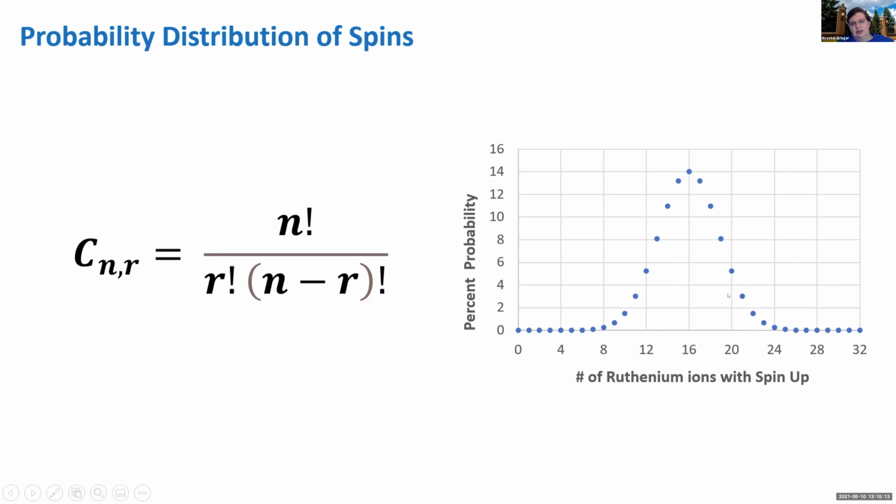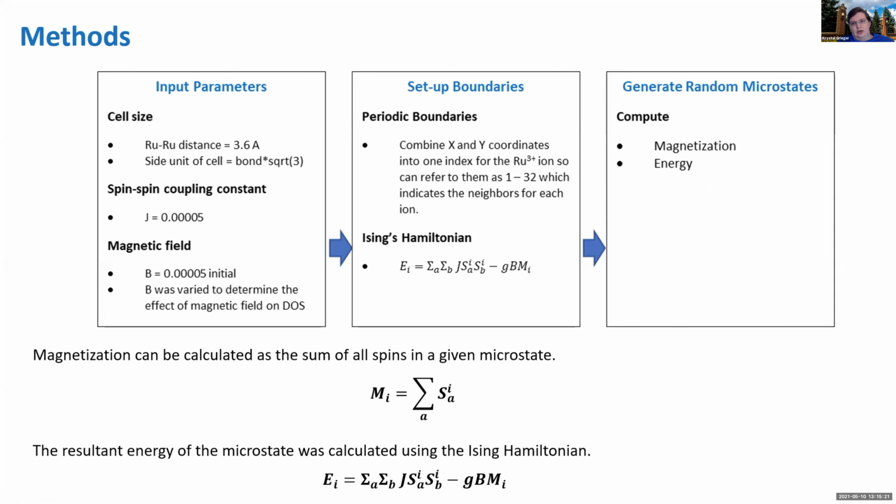And since it follows this nice probability distribution, the Monte Carlo sampling method can be employed, which allows us to calculate from a much smaller sample the different energies and magnetization values. The method we used was: we input the parameters, set up the boundaries, and then generated random microstates and calculated the resulting magnetization, which is the sum of all the spins of a given microstate, and then the energy from the Ising Hamiltonian.